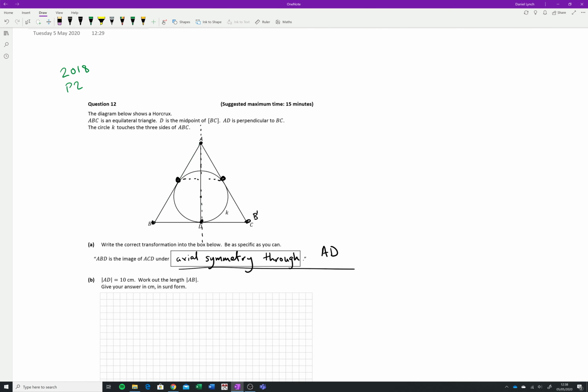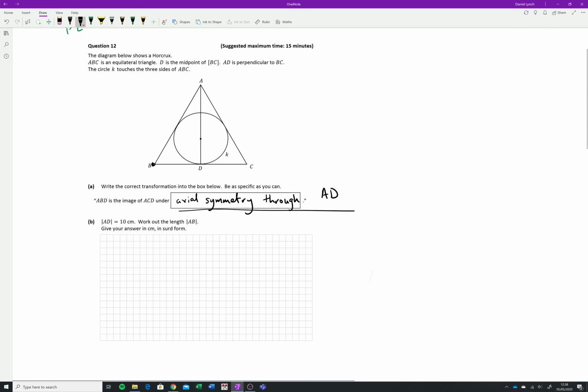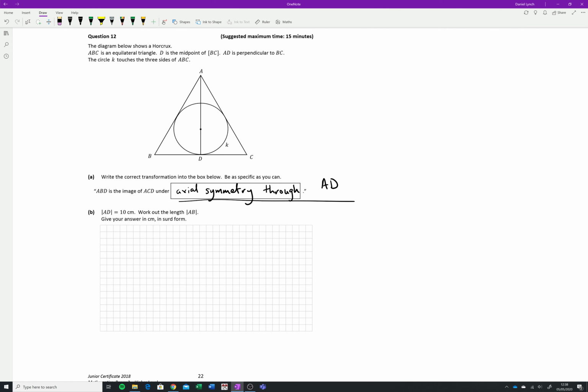Okay, it now asks us a totally different question. So this is another one again that you should pause just to see, can you get it right? It says AD is 10 centimeters. Let's put that there. AD from A to D is 10 centimeters. Can you get the length from A to B in surd form? Sorry, it's AD that is 10. I may have given away something there with that one.